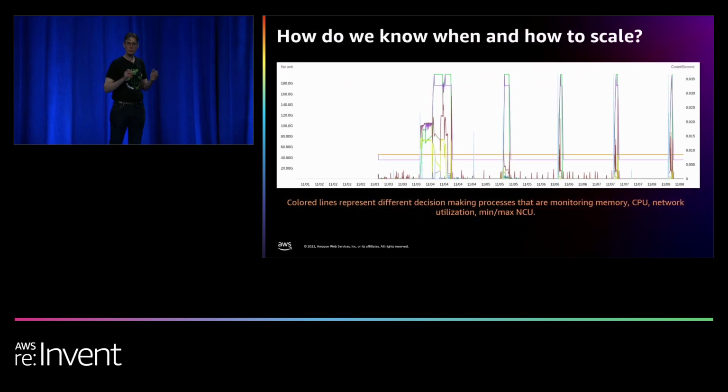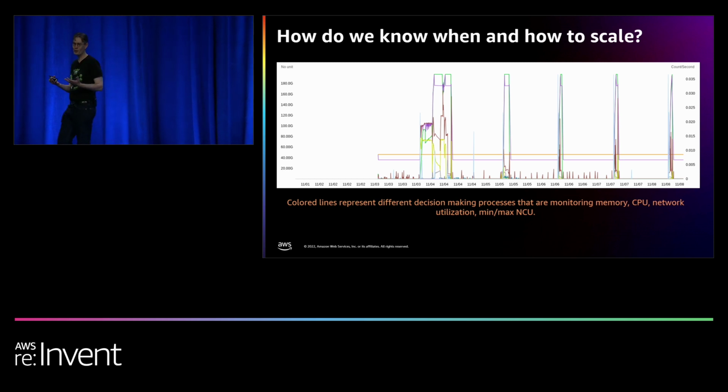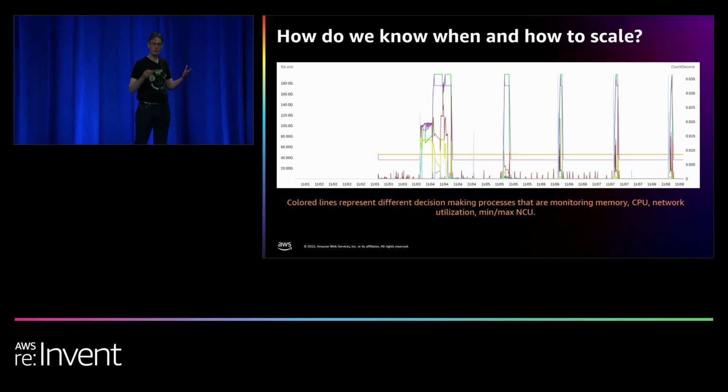This is a chart of the same customer, but showing our internal metrics. And the different colors of the different data series represent pieces that we're instrumenting. So they represent CPU utilization, they represent memory utilization, they represent minimum and maximum NCU values. And by monitoring all of these pieces, that's how the scaling behavior within Neptune Serverless operates.